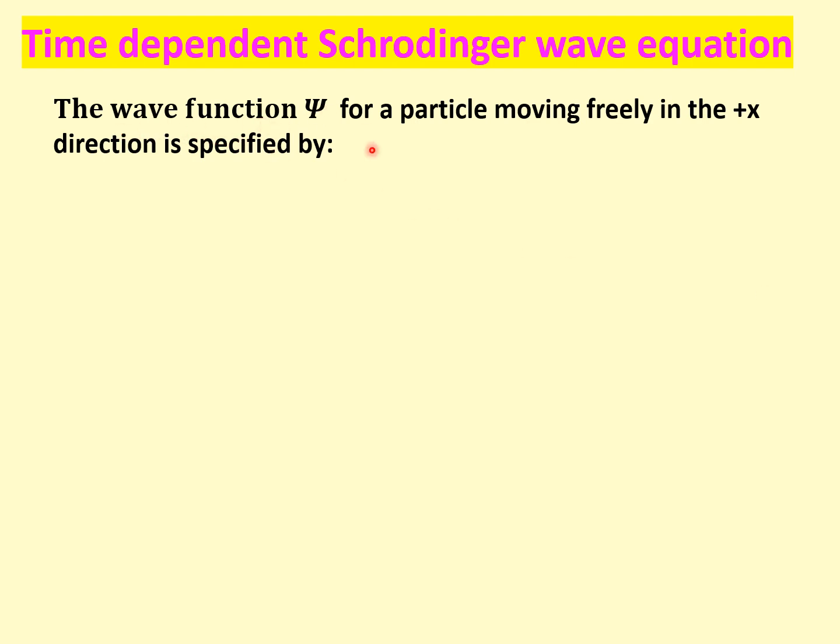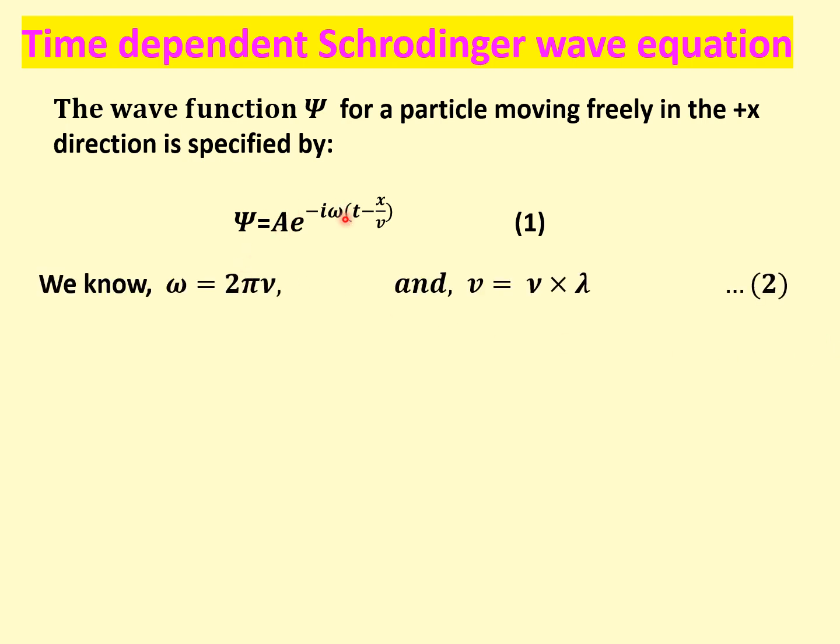The wave function psi for a particle moving freely in the x direction is given by psi equal to A e raised to the power minus i omega (t minus x by b). So it is a complex wave function, where omega is 2 pi nu and b is nu into lambda.